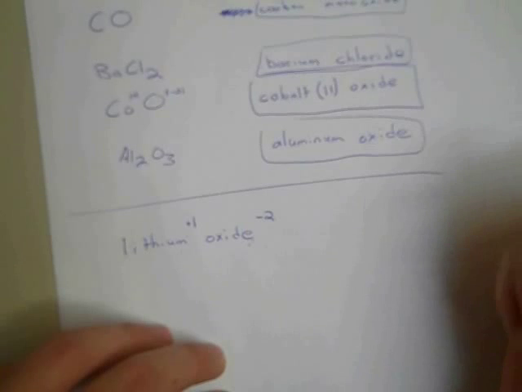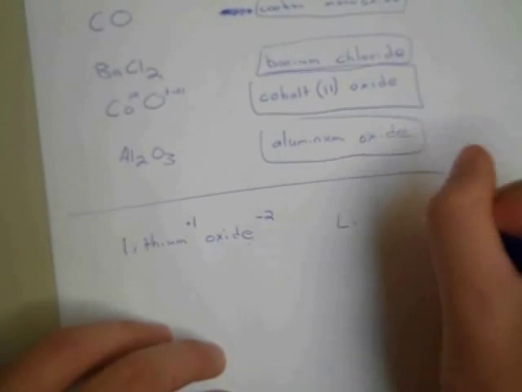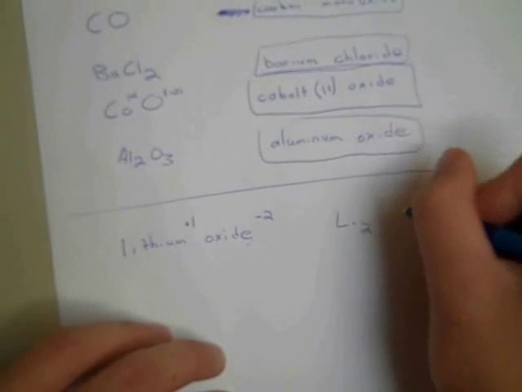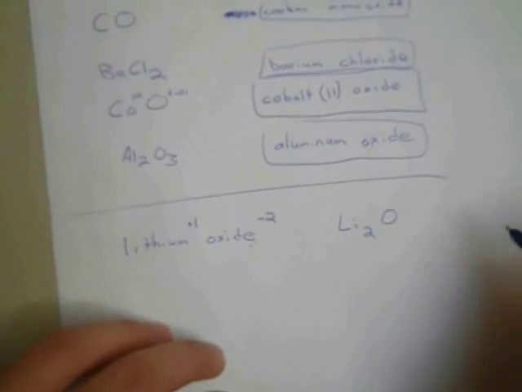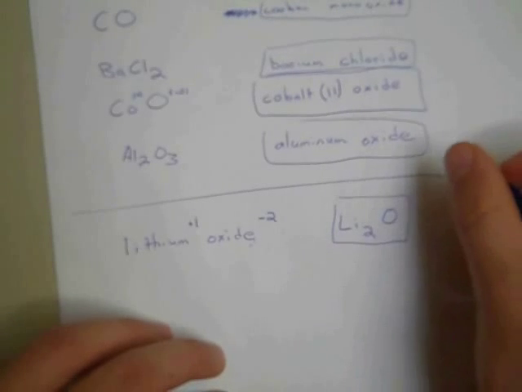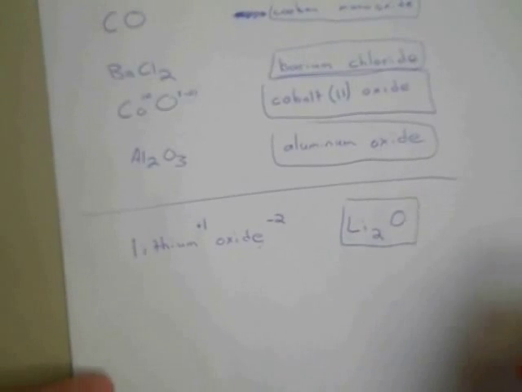So you look and you find the symbol for lithium, which is Li, and then here's your 2 to balance out the charge on oxygen, and then you have 1 O. Li2O is the answer for lithium oxide. And that would make the charge on that 0. Yeah, net charge on all these is going to be 0.